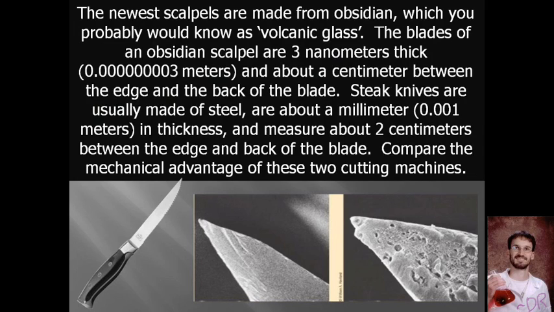Let's compare that to a knife that you guys are familiar with using, like a steak knife. Steak knives are usually made of steel, not volcanic glass. They're usually about a millimeter thick, and you can get different length ones, but we'll just say this one is 2 centimeters between the sharp part of the blade and the top of the blade. Let's compare the mechanical advantages of these two, essentially the same tools. They're both knives, they're both used for cutting things.